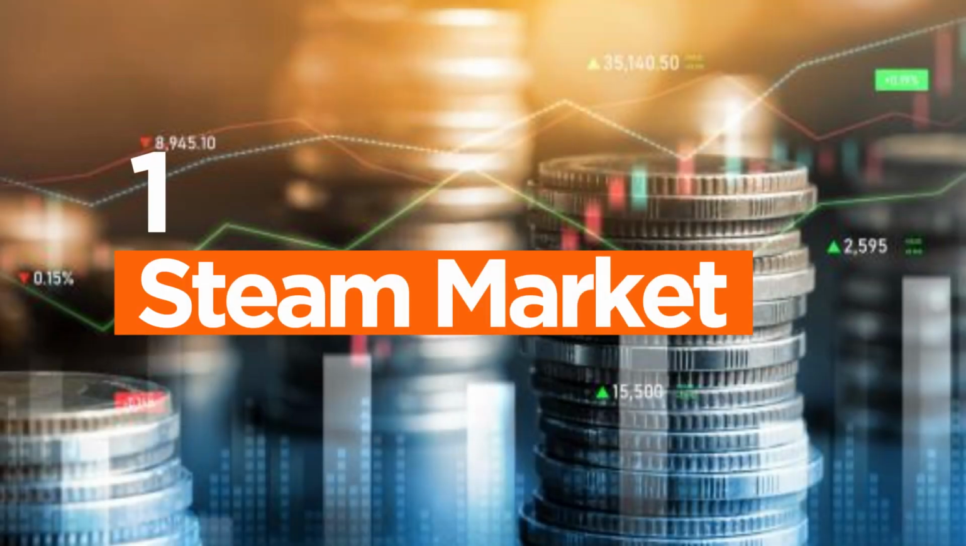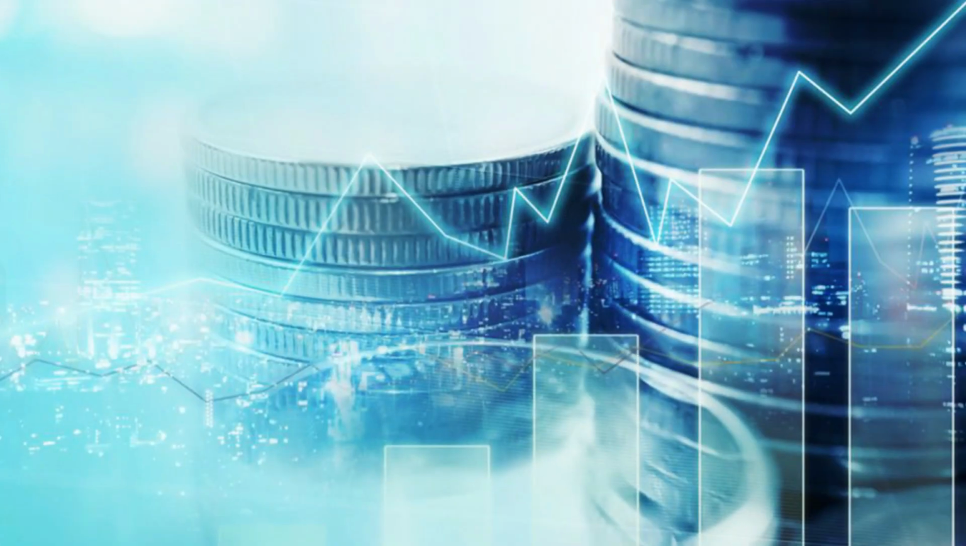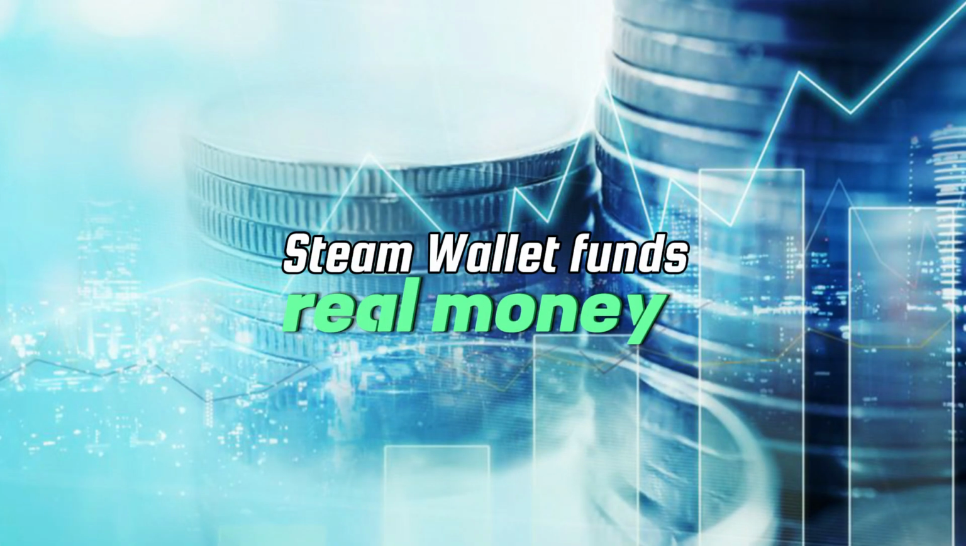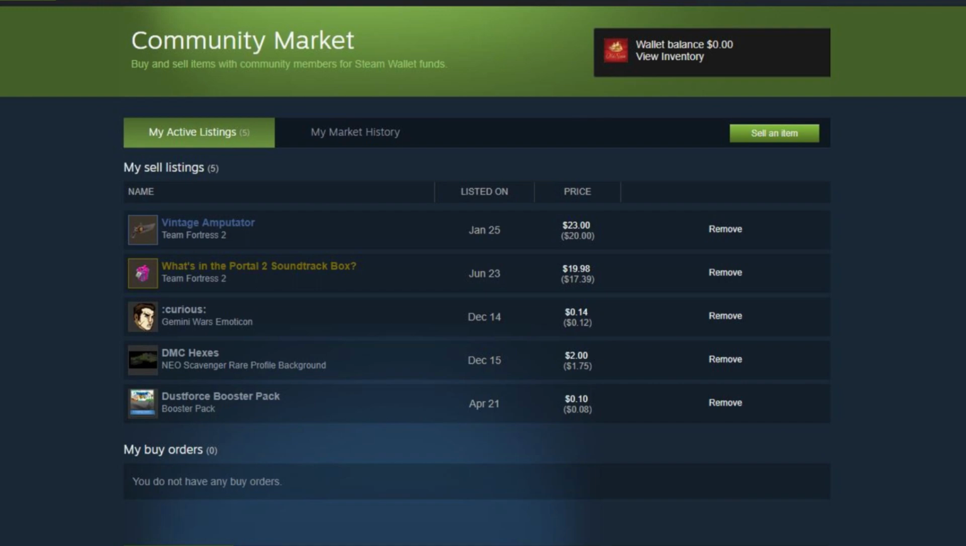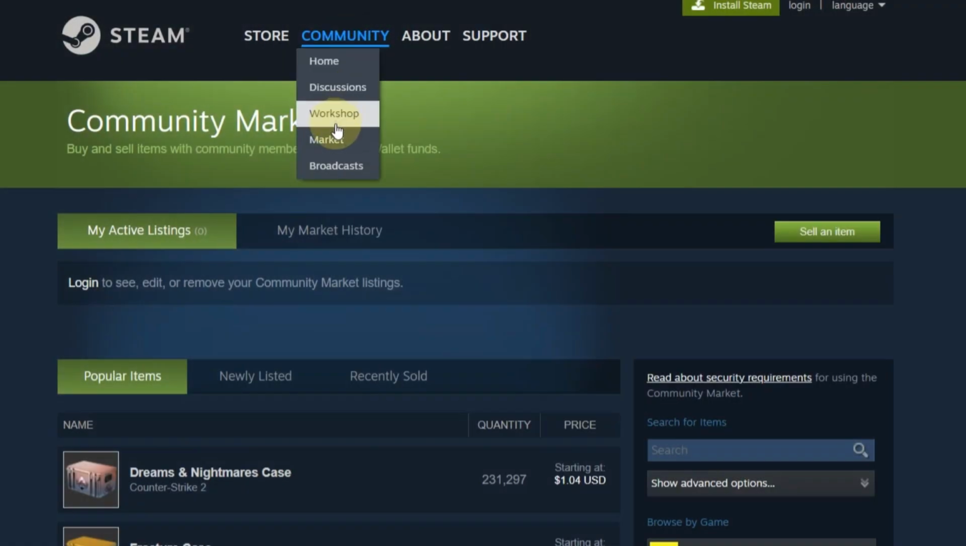Number 1. Steam Market. To convert your Steam wallet funds into real money, we'll be using the Steam Market. Head over to the market by clicking on the Community tab and selecting Market.